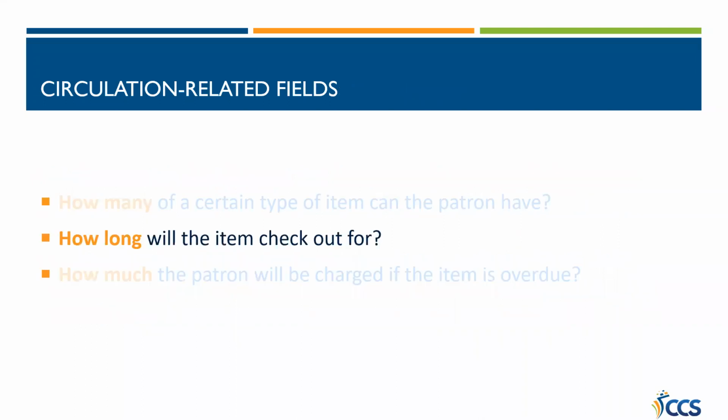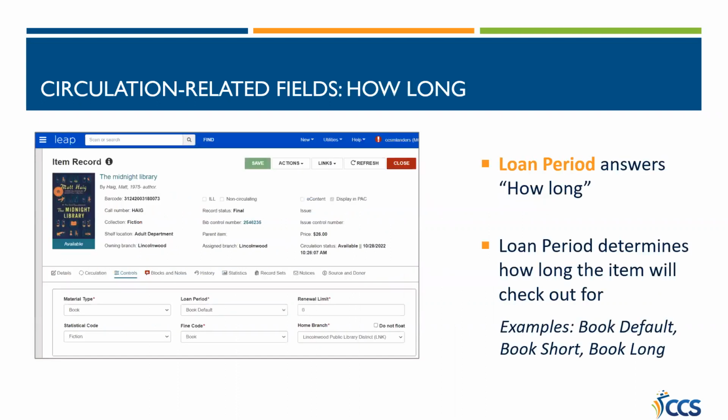Our next circulation question is figuring out how long an item will check out for. And this question, as I'm sure many of you can guess already, is answered by the loan period. So again, this field, to draw your eye to it, is located in the Controls tab of the item record.